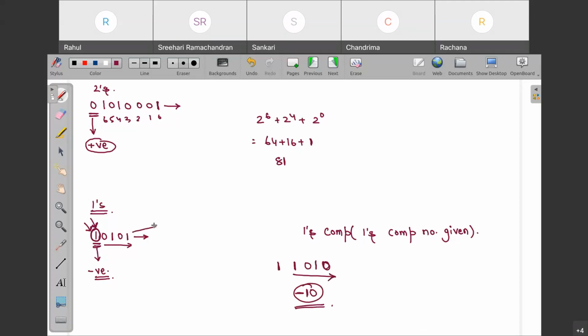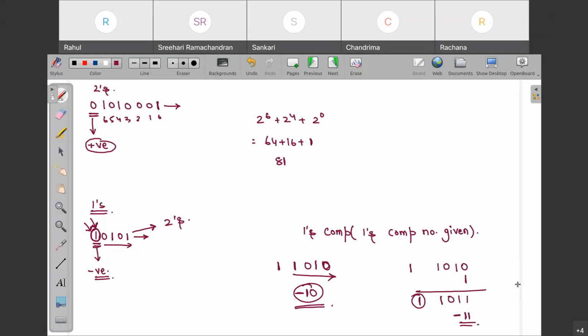Now if the same number was given in 2's complement, what would you have done? You already have the 1's complement. So keep the sign bit intact, and to the remaining bits you need to add 1. So this will be 1 1 0 1, and this is your sign bit. So this is your 11. Minus 11. Is this clear? Tell me.